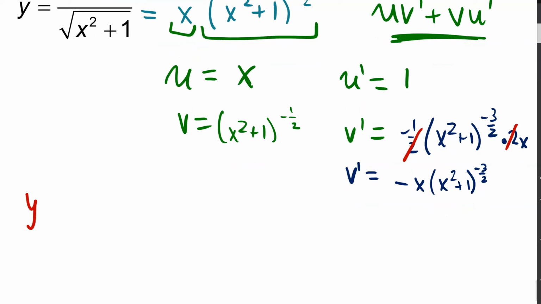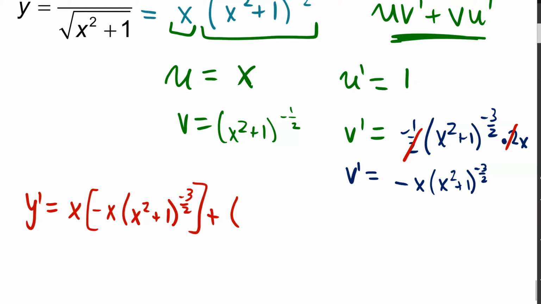Okay, so ready? y prime is going to be u x times v prime, so times negative x squared plus 1 to the negative 3 halves, plus v times u prime times 1. So this is u v prime plus v u prime. Hopefully the little letters above show you I'm just plugging straight in. And now the rest of the problem is just simplifying.